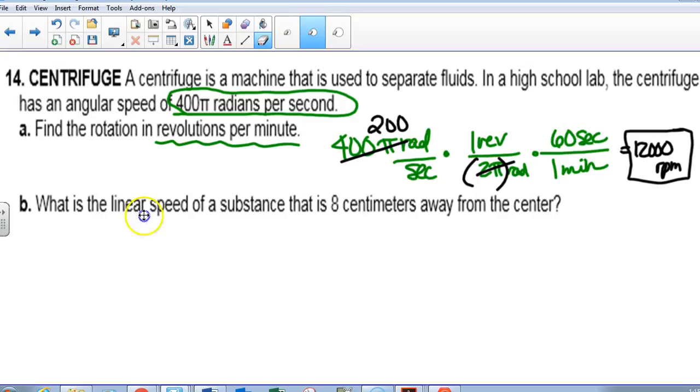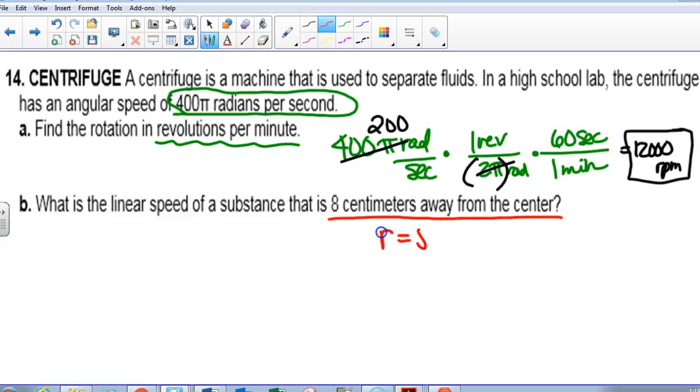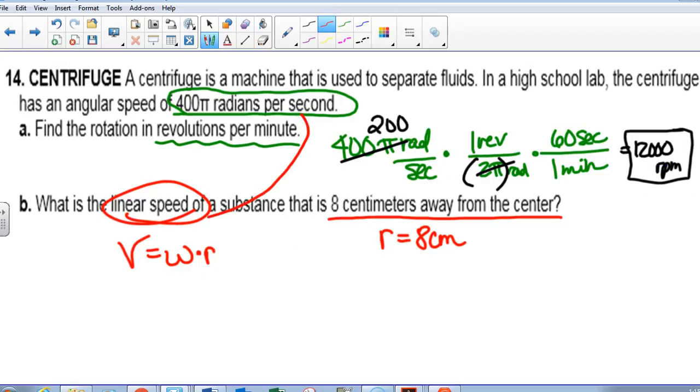All right, what is the linear speed of a substance that is 8 centimeters away from the center? What is that telling us? 8 centimeters away from the center is the radius. Okay, linear speed formula? Okay. Do we need this 1200? Remember they gave us the angular speed up here, and it doesn't say what units, so can we just leave it in seconds?